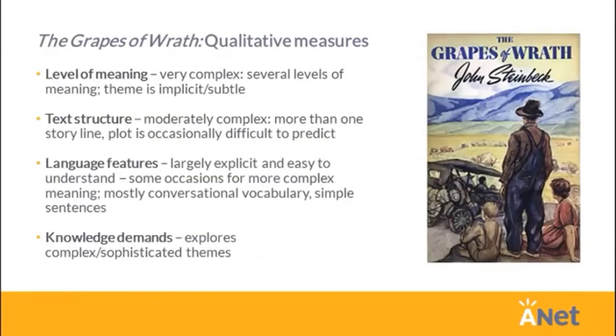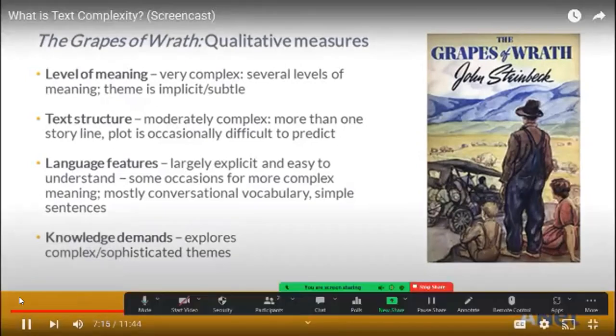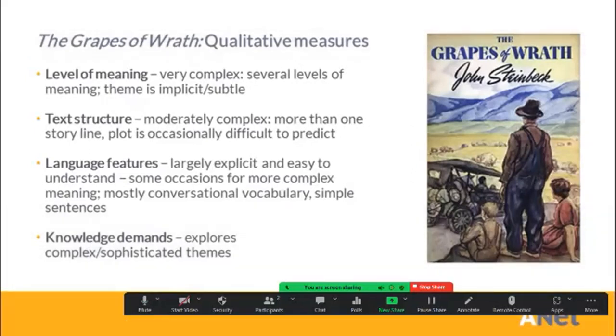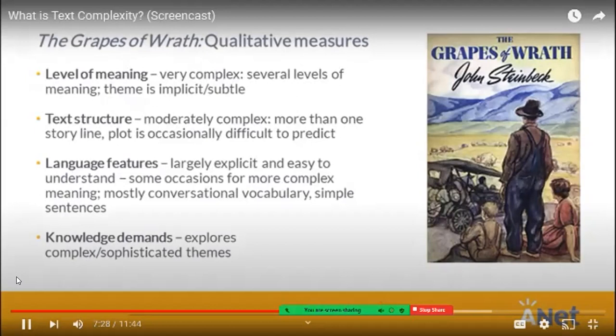Pause your screencast now to read through a description of each of these elements of qualitative complexity. This is a high-level analysis of the qualitative complexity of The Grapes of Wrath and can help us make decisions about whether it's at the right level of complexity for a particular grade level. If you're completing a qualitative analysis to inform your lesson level planning, you'd want to zoom into a smaller piece of the text and really dig into each dimension to give you a more robust picture of where students might struggle.